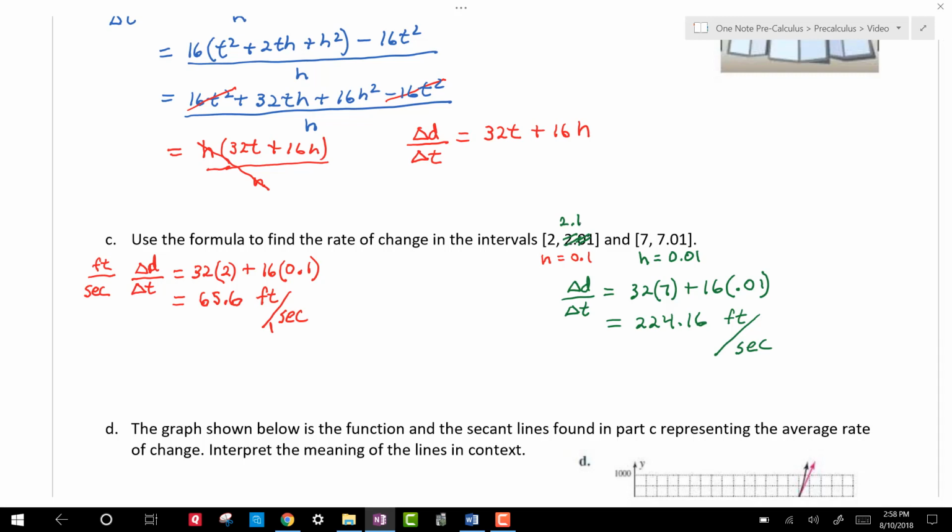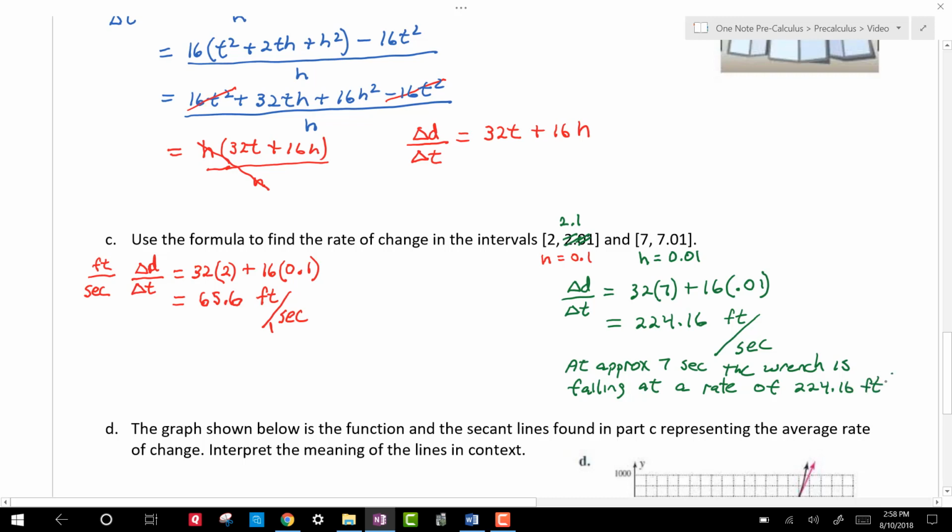And so in both of these intervals, the time increase is very small. From 7 to 7.01, that's a very short time span. So what we can say here is that at approximately 7 seconds, because 7 to 7.01 is a very, very short time, the wrench is falling at a rate of 224.16 feet per second. And that means that in the first one, at approximately 2 seconds, the wrench would be falling at 65.6 feet per second here.